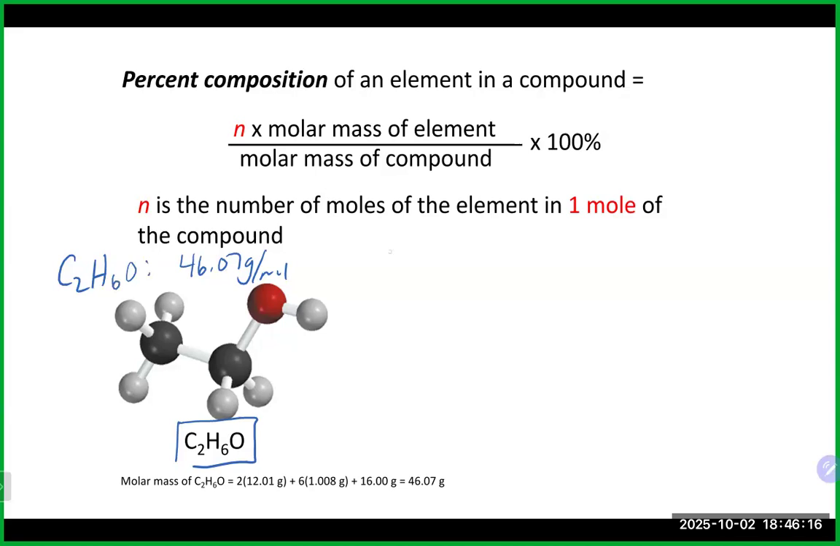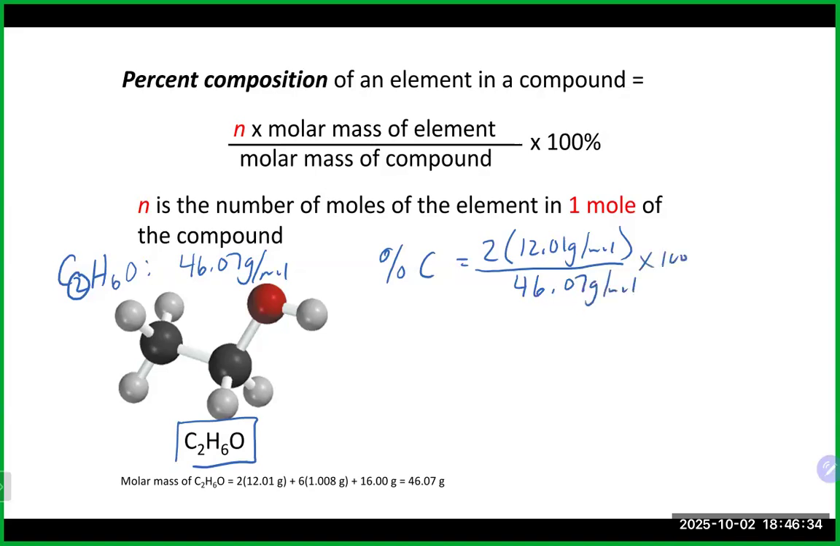So if we want the percentage of carbon in that, since there are 2 moles of carbon, we would go 2 times the molar mass of carbon, 12.01 grams per mole. We would then divide it by the molar mass of the compound, which is 46.07 grams per mole, and times it by 100%. That's 2 times 12.01 divided by 46.07 times 100. I guess it's about 52.14%. So by mass, it's over 50% made up of carbon.